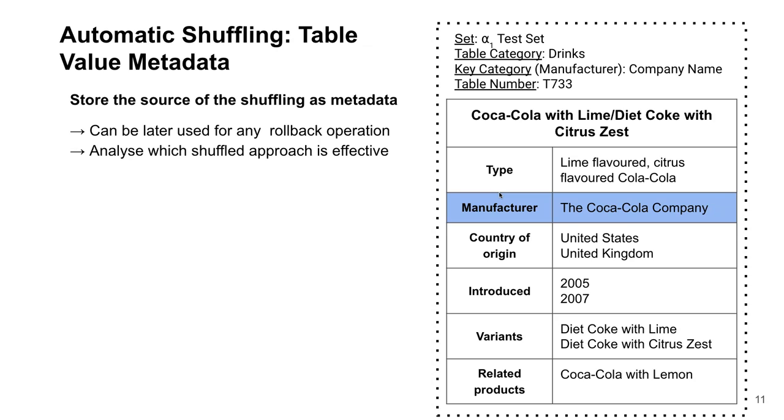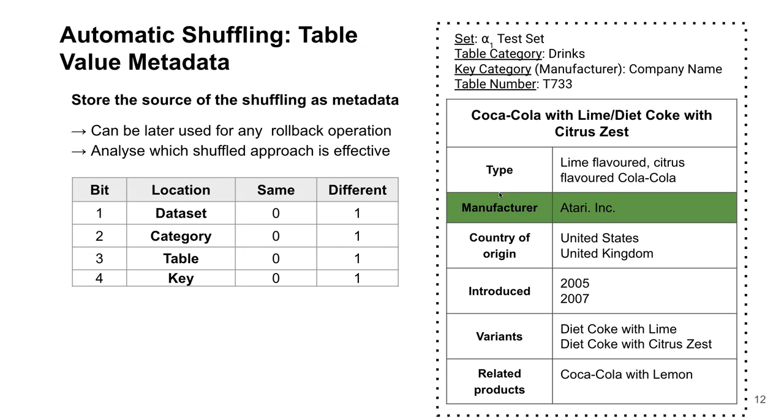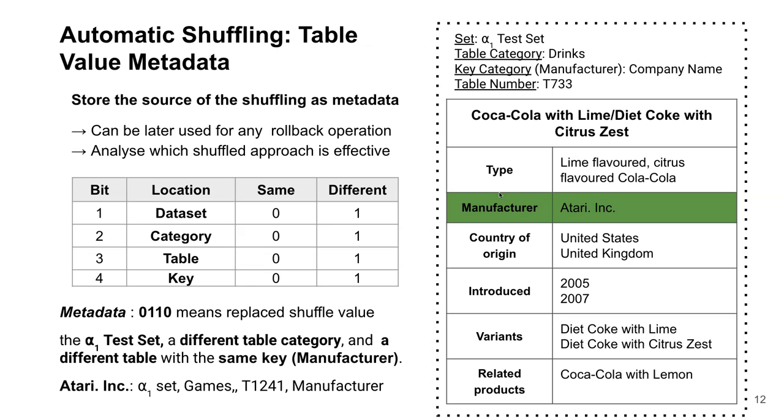Now in this example, we actually replace the manufacturer with another one, which is Atari, and the metadata we get is 0, 1, 1, 0. So we store all the metadata in a bit format. 0 means same, 1 means different. And for each bit, the first is data set, second is category, third is table, and fourth is key.